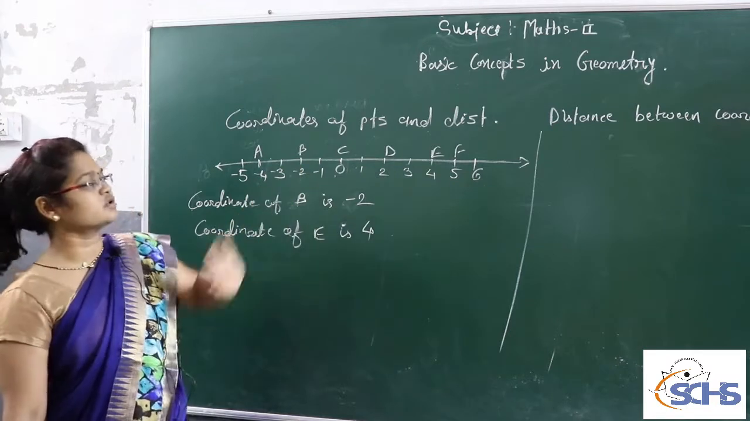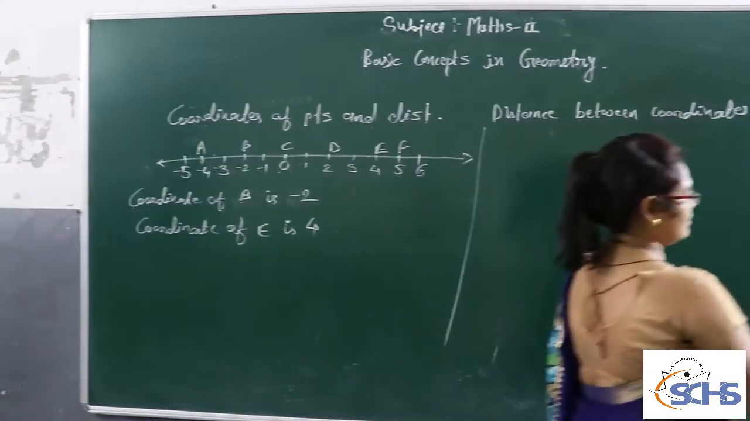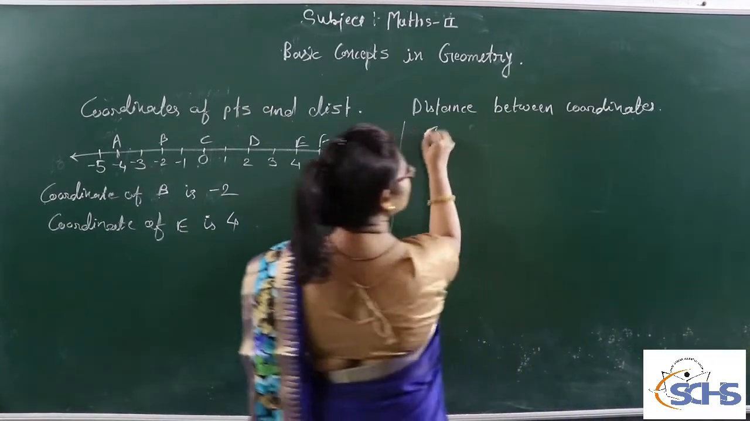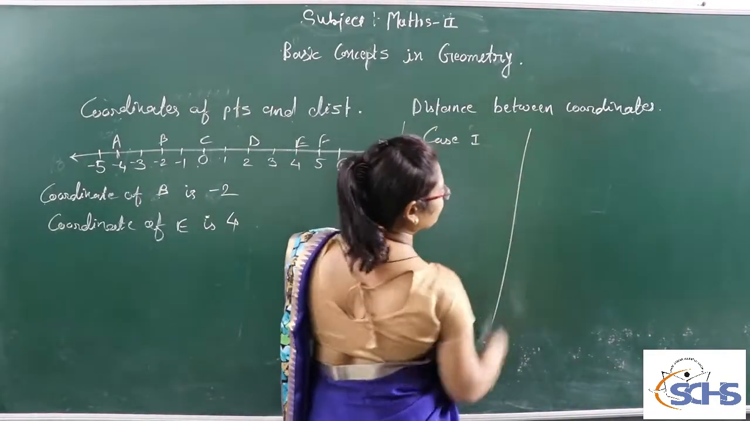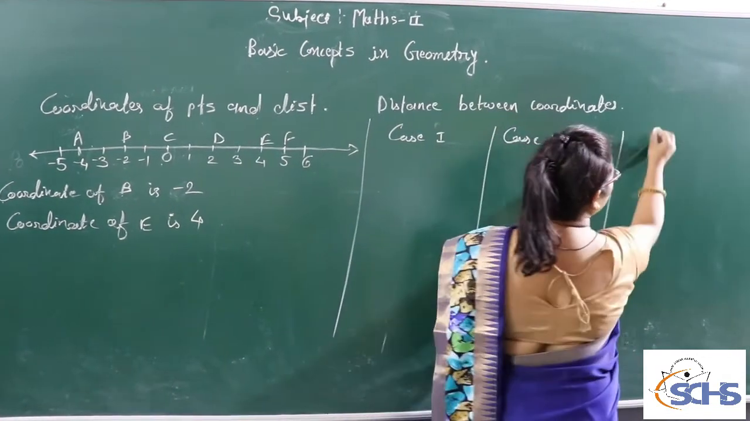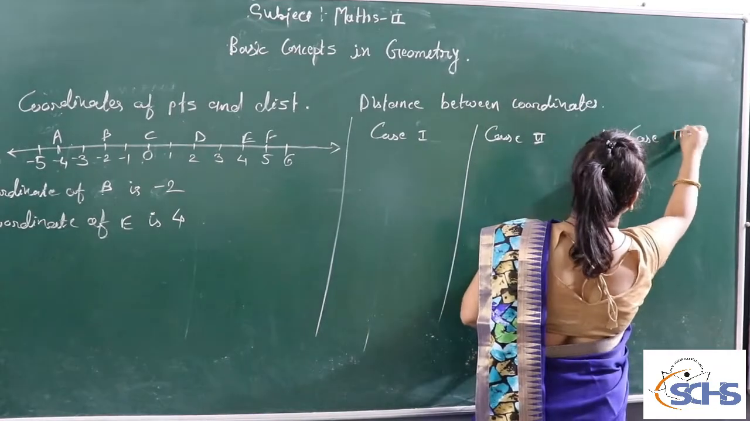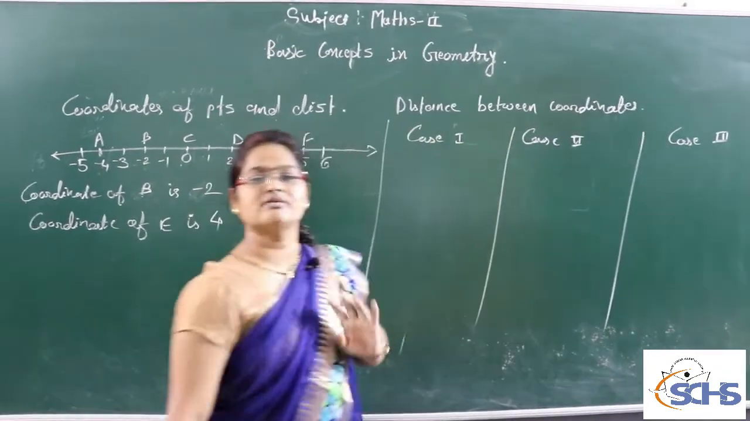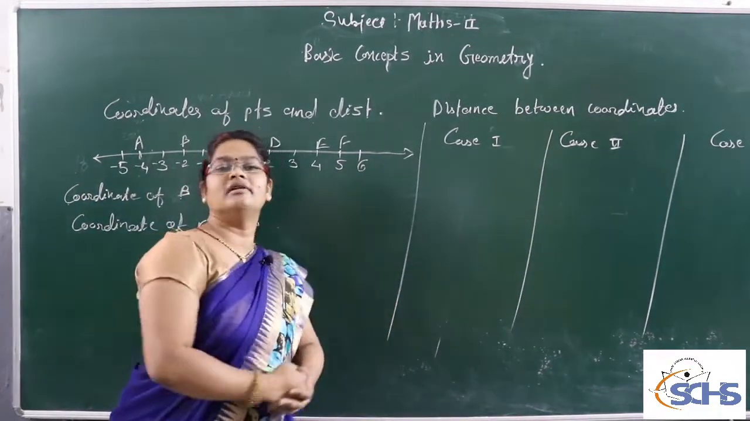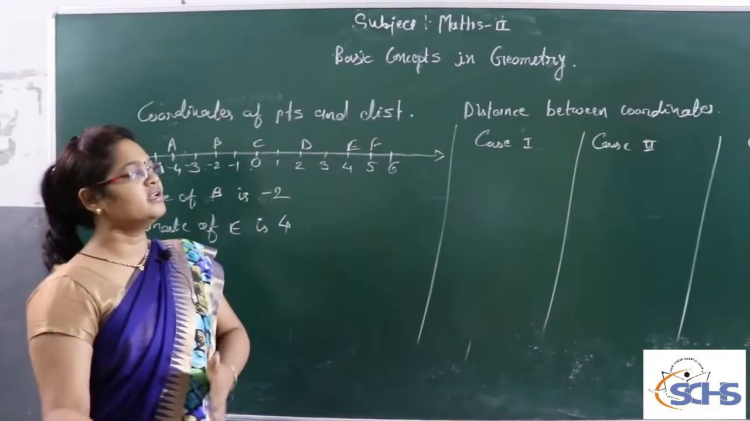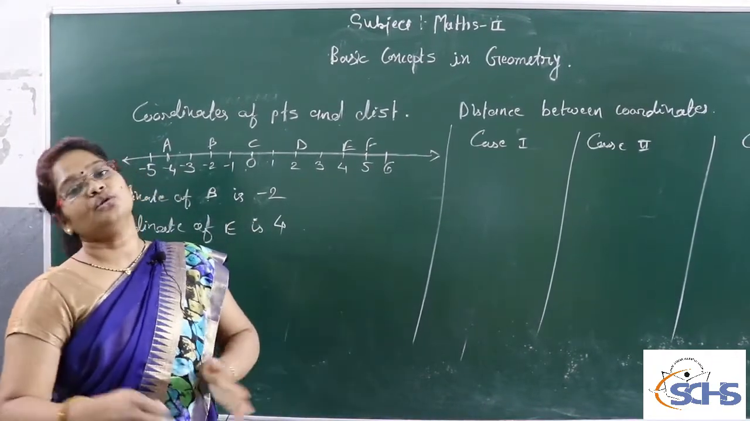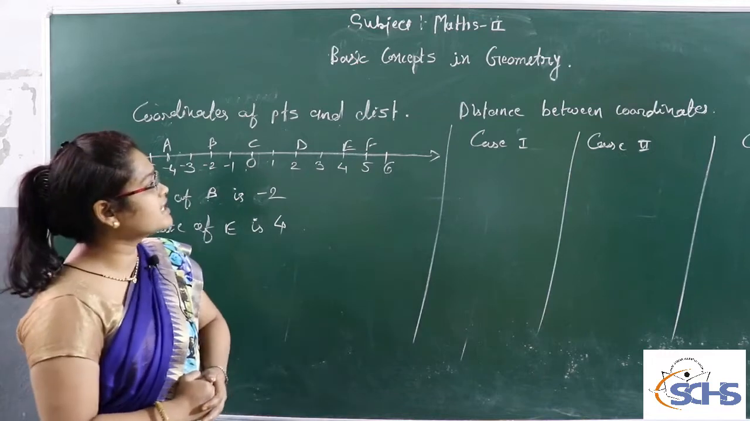Now in this case also, I will take three cases. First one is case 1, then case 2, and here it is case 3. In case 1, we will take 2 positive coordinates. In case 2, we will take 1 positive and 1 negative coordinate, and in the third case, we will take 2 negative coordinates.